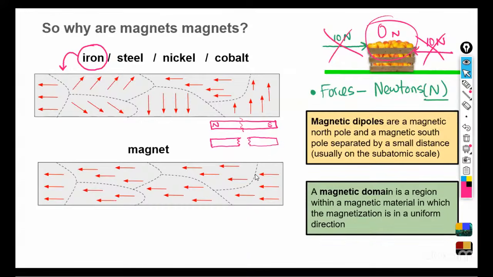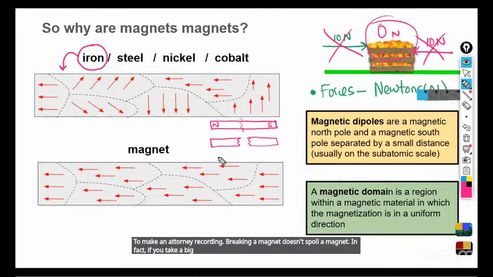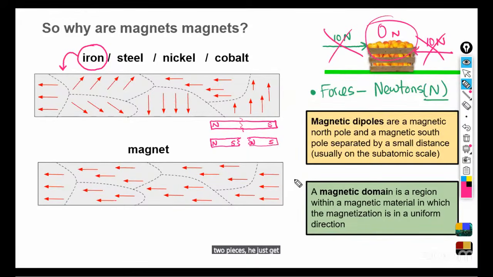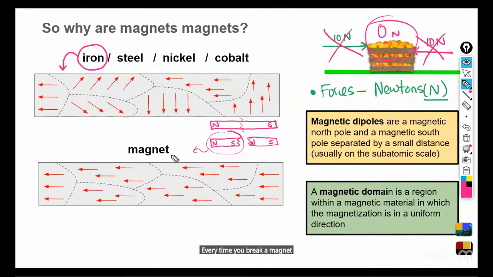The answer is no. Breaking a magnet doesn't spoil a magnet. In fact, if you take a big magnet and break it into two pieces, you just get two magnets. And if I take this broken piece and break that into two pieces, I will get two smaller magnets. So every time you break a magnet, you just get a smaller magnet.